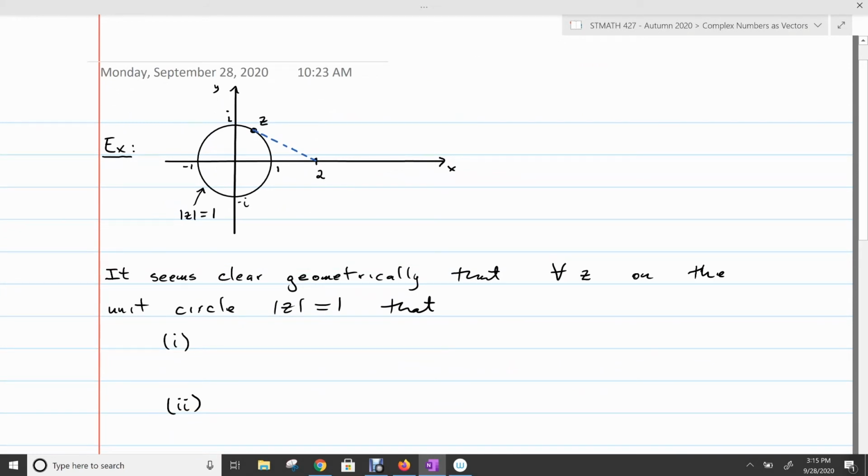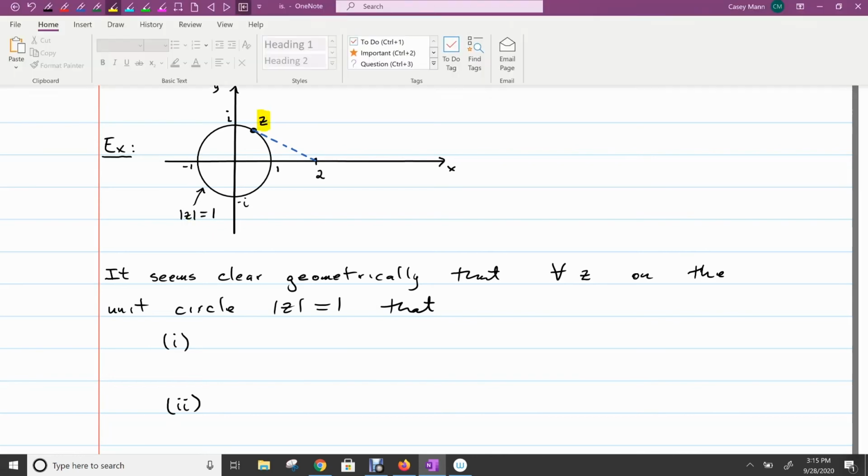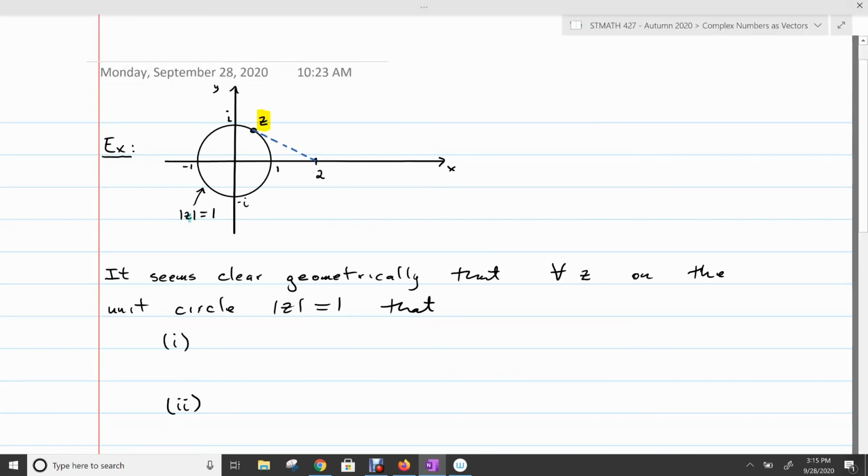So I've got a little picture up here. I've got an arbitrary point z on the circle. This is just the unit circle. The unit circle has equation modulus of z equals 1. So in other words, the unit circle is the set of all complex numbers z whose modulus is 1. Those are just the points that are 1 unit away from the origin, so unit circle. I've got an arbitrary z on that circle, and you can see a dotted line from that z to the number 2 on the x-axis there.